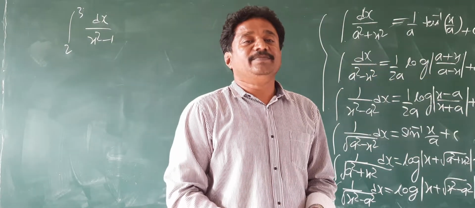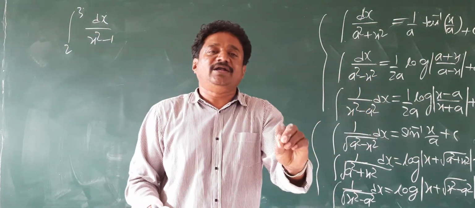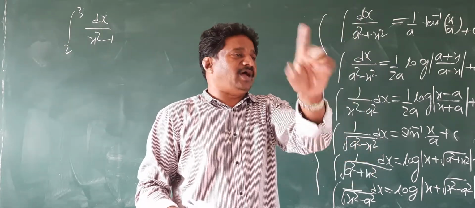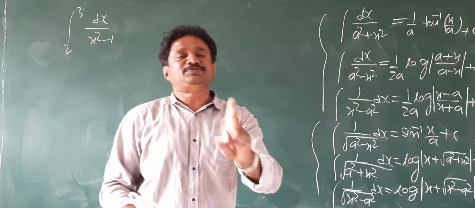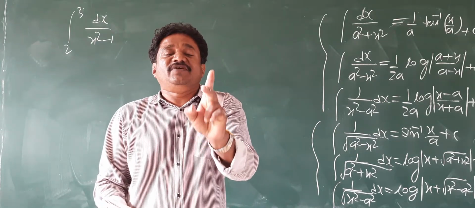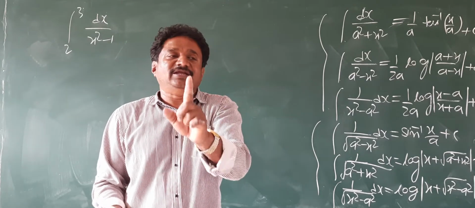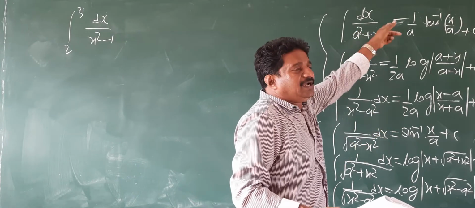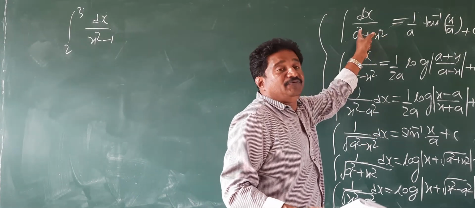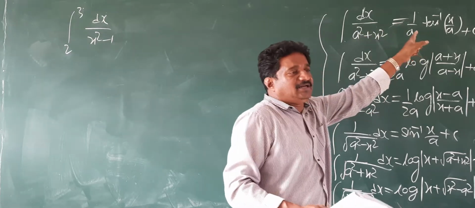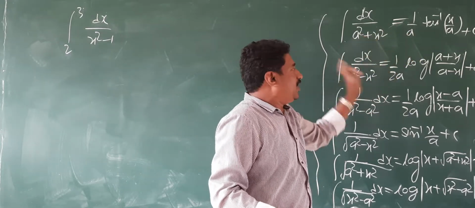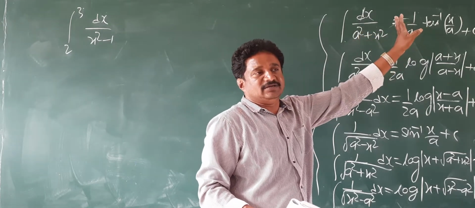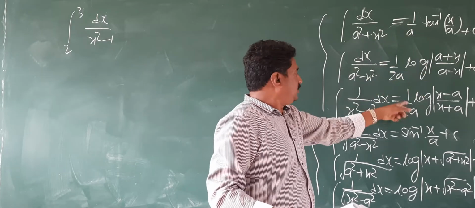If there is no root, you point 1 by a tan inverse or 1 by 2a log. Tell me two options when there is no root: 1 by a tan inverse or 1 by 2a log. When we write 1 by a tan inverse, if it is plus, you use 1 by a tan inverse. If there is no plus, you always use 1 by 2a log.